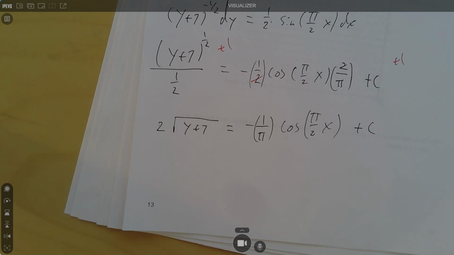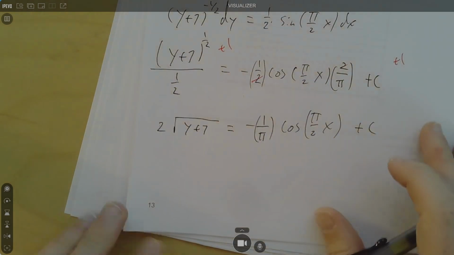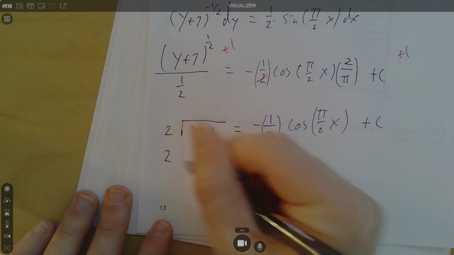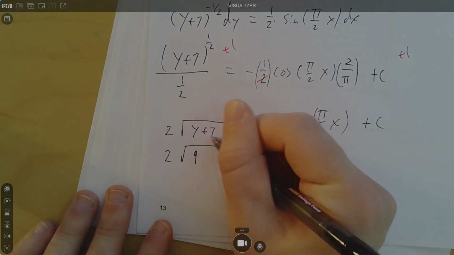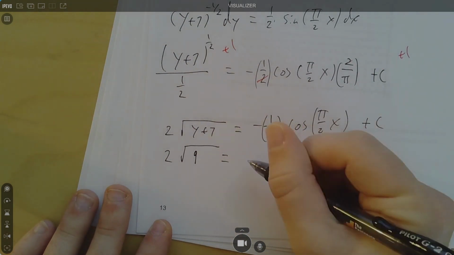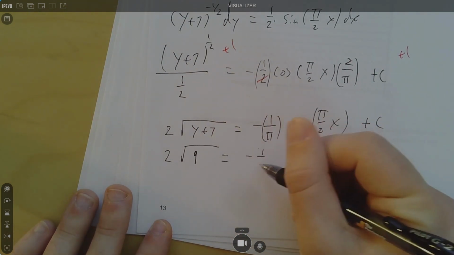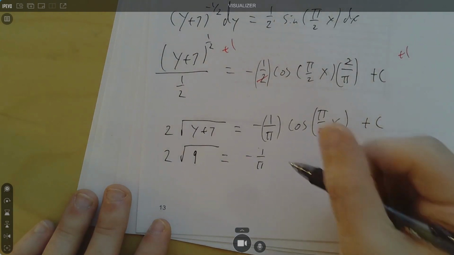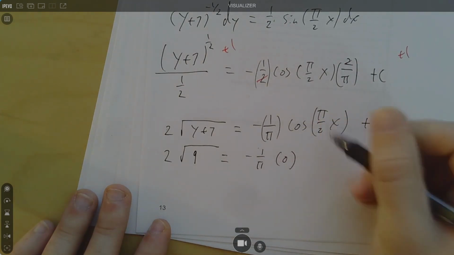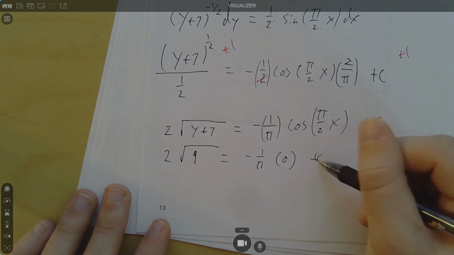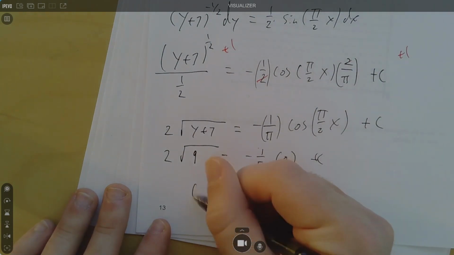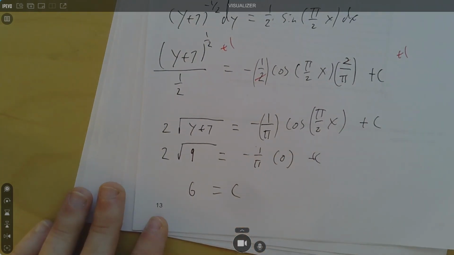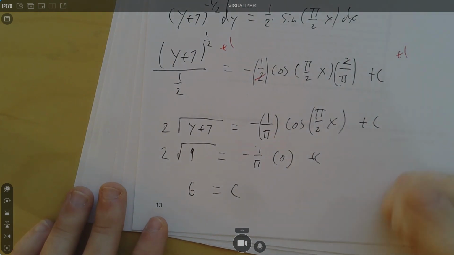Then we need to use the initial condition. So I'm told that f of 1 is 2. So we're going to plug in our values. We're going to get 2 root 9, because 2 plus 7 is 9, equals negative 1 over pi. My x is 1. Cosine pi over 2 is 0. So that's just a 0. Plus c. So my c is just 6. C is 6. And that is a point.